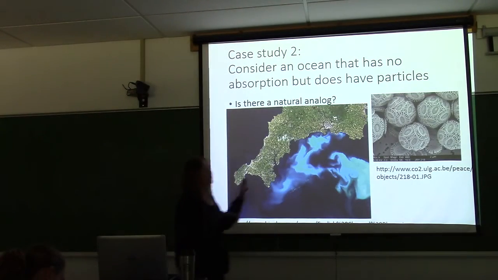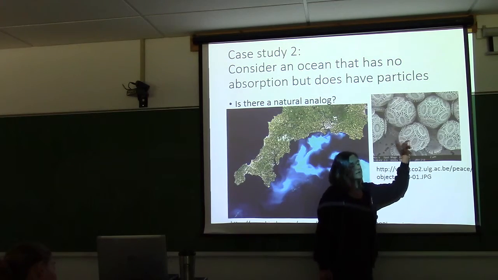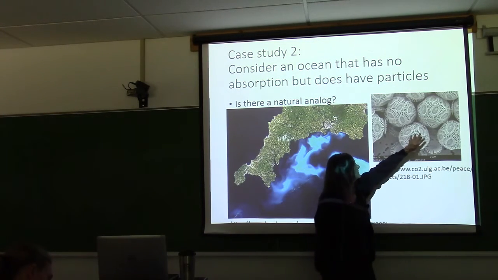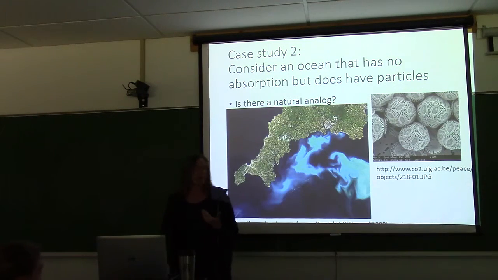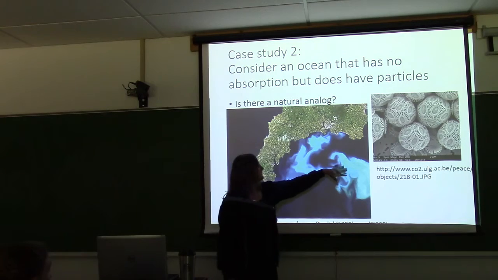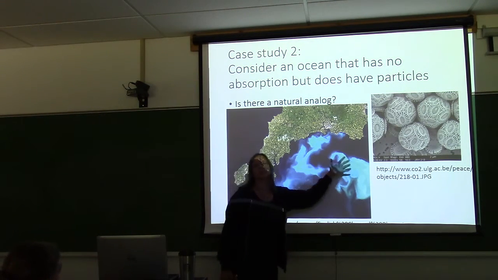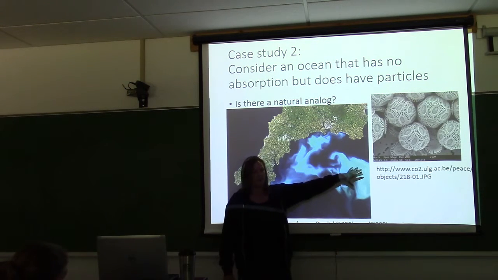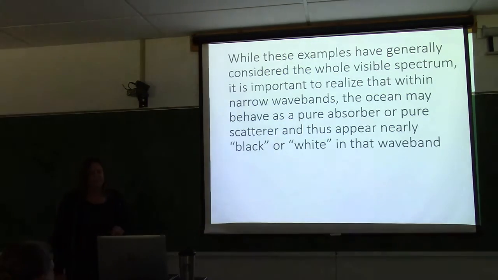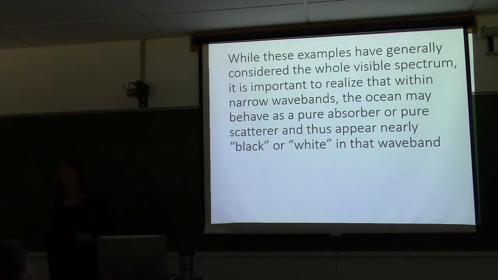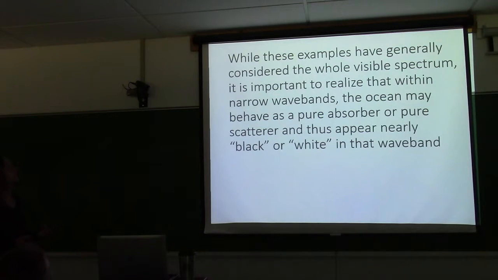Another one you might think about is a coccolithophore bloom. We'll learn about coccolithophores. They're phytoplankton, but they have these really interesting calcareous tests on the outside that scatter white light. And this is a bloom in the English Channel, and there's some colors to it, but you can see just how much brighter it is compared to the surrounding ocean. That's because it's dominated by the scattering properties of the particles rather than the absorption properties. Okay, so we have a somewhat natural analog. So these are really hypothetical, unrealistic, mostly examples.